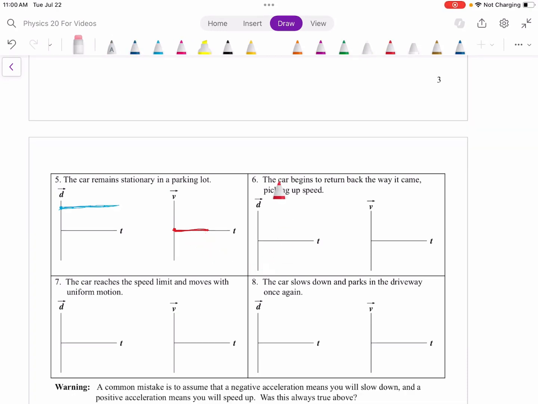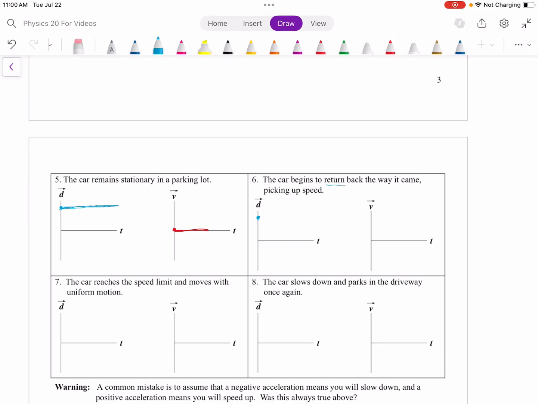Okay, so now the car begins to return back the way it came, picking up speed. A little bit tricky to think about these at first, but always when sketching a graph, a good idea to say is, where does this graph start? Well, we know it's somewhere north of where it began, so it's somewhere up here to start out with. Now we just need to think about how that's going to change over time.